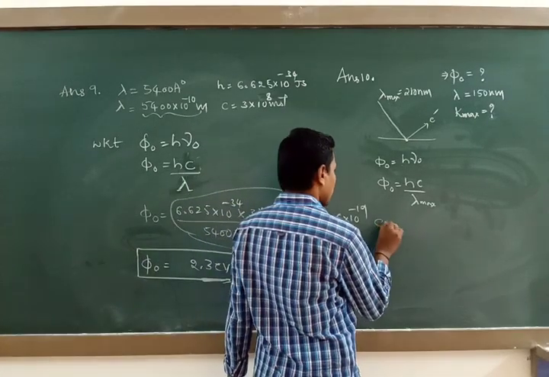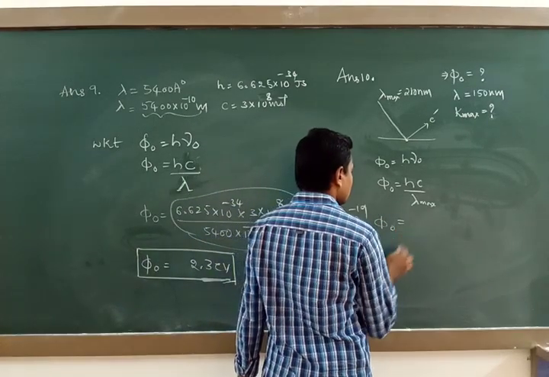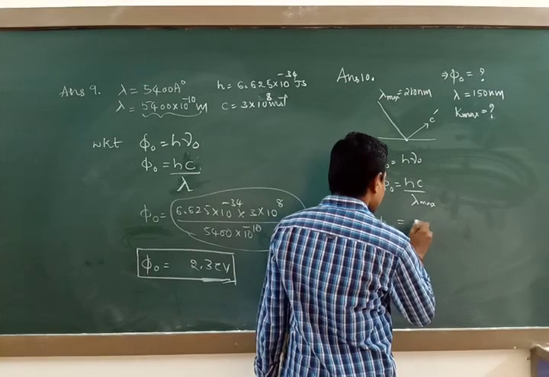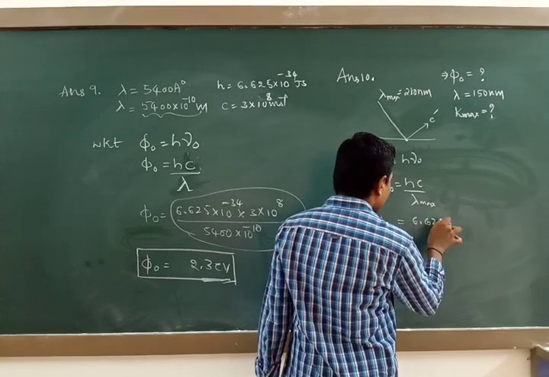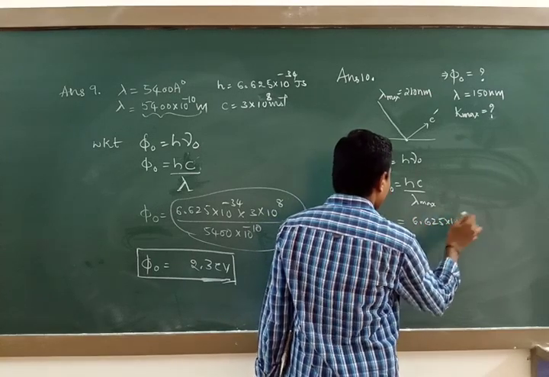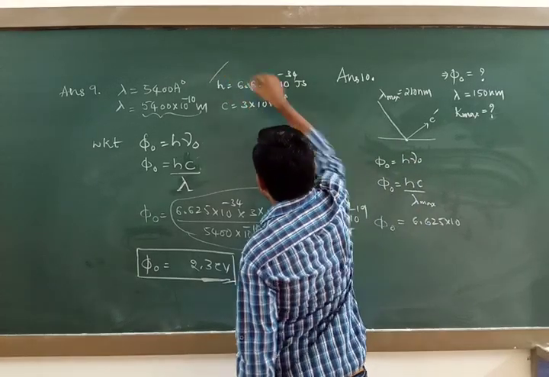So therefore what it becomes, phi naught is equal to hc by lambda max, so 6.625. So once again you require the Planck constant, which I have already written here.